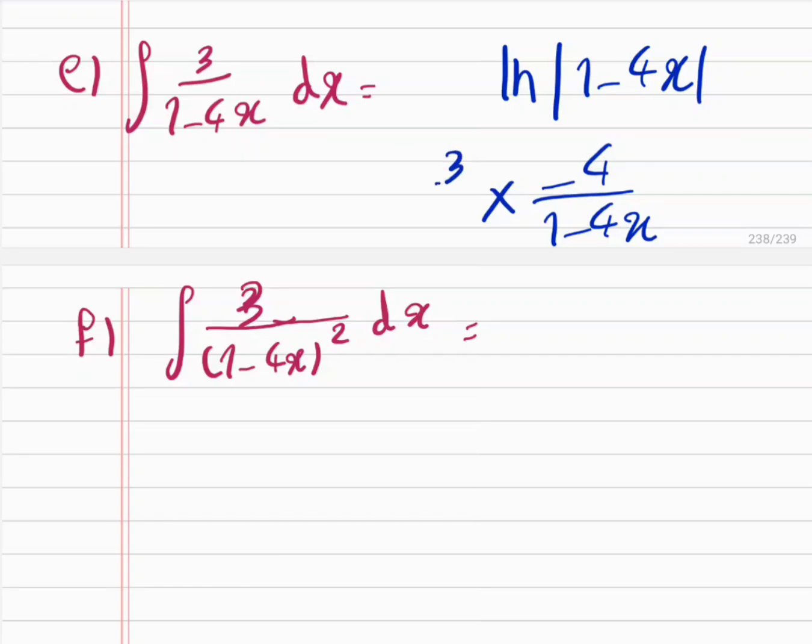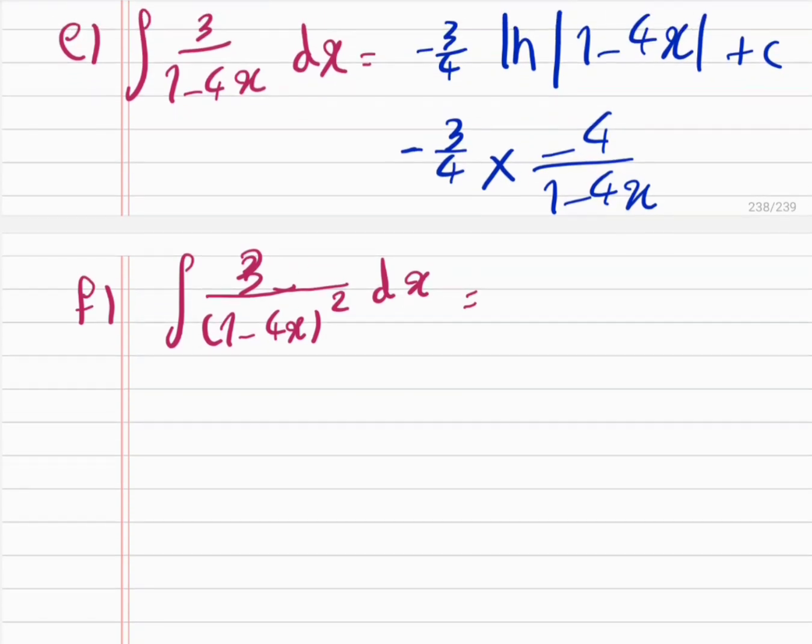So we just need to make some adjustments such that we'll get 3 instead of minus 4. That means that if we multiply this by the fraction minus 3 over 4, because the negatives should also cancel out, then we'll get exactly 3 over 1 minus 4x. Therefore, we should have this constant as well: minus 3 over 4 ln 1 minus 4x plus c.